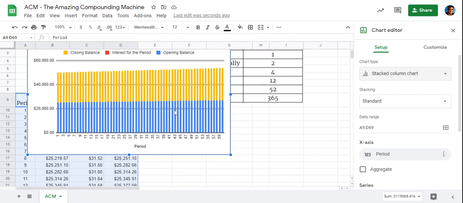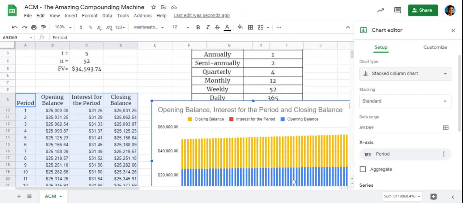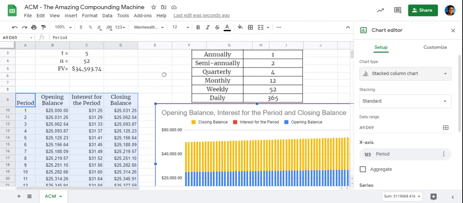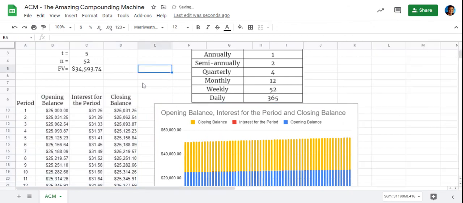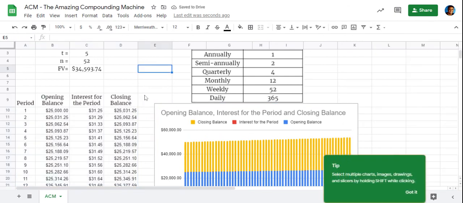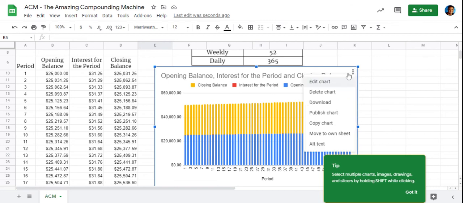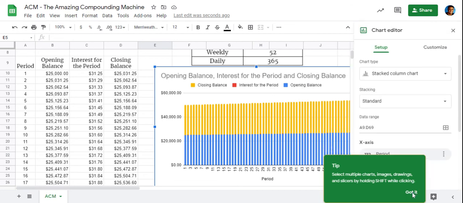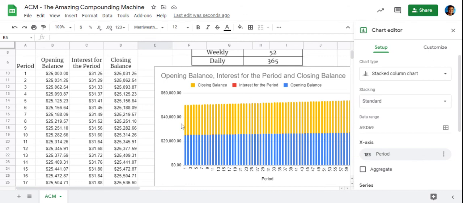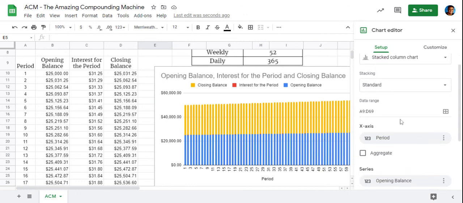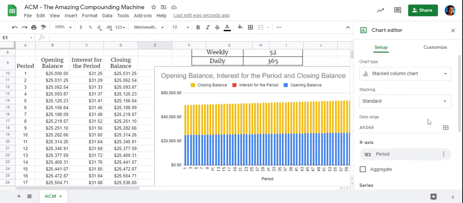I can actually move this chart in my spreadsheet. Take a look. So right now my chart is next to my table. And if I click on the chart again, I can come here in the three dots and edit it. Okay. And I'm going to change these. I just want to see the closing balance. So I'm going to move these down here.